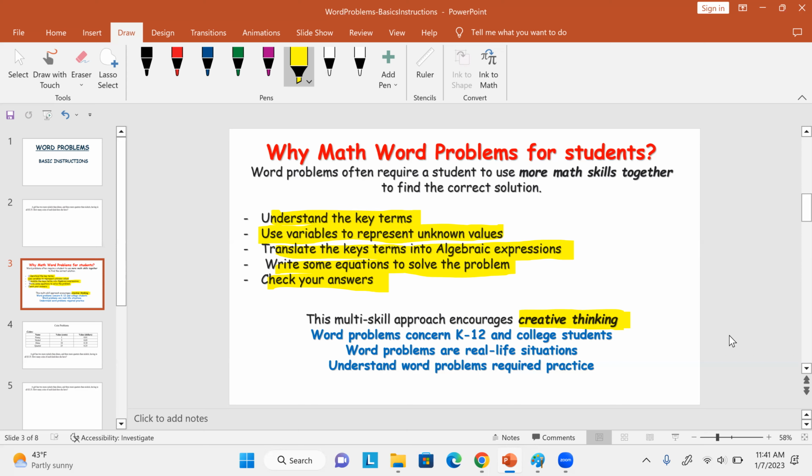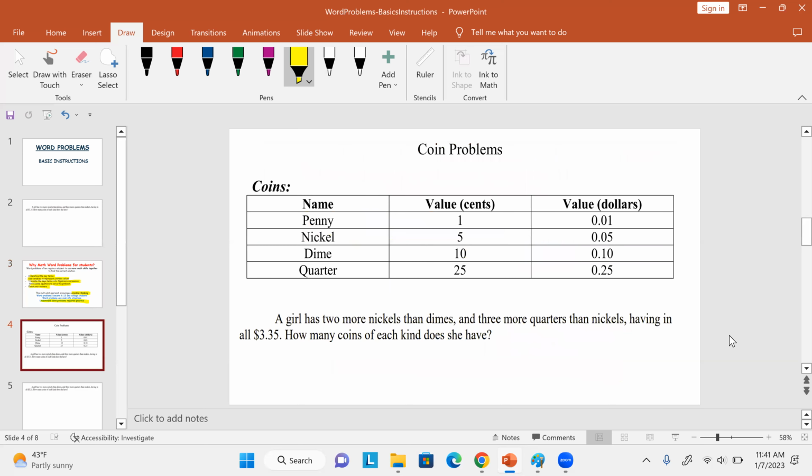Understanding what the problem requires takes practice. Practice is the key to learning. You have to practice, not just one time, two times, three times, but many times. That's why some people don't like math, because math needs repetition, and you have to accept repetition to get it.